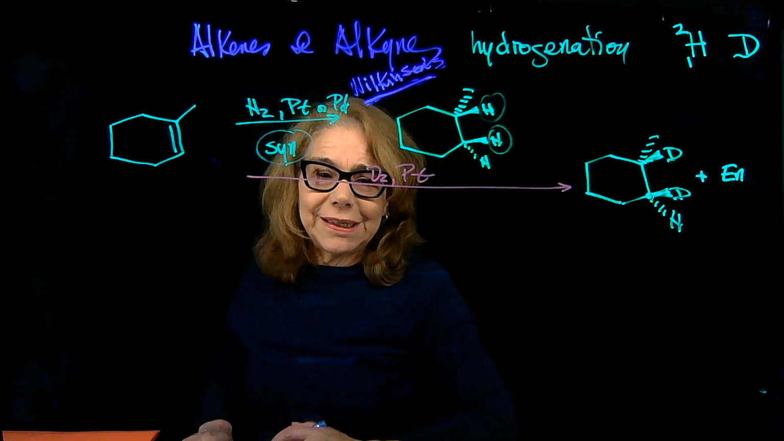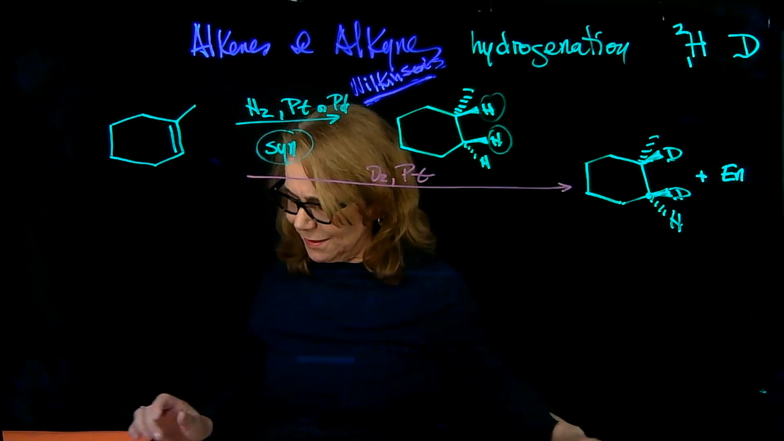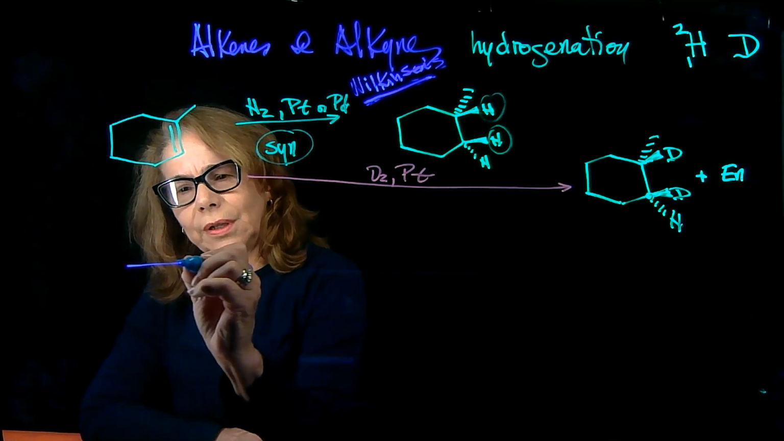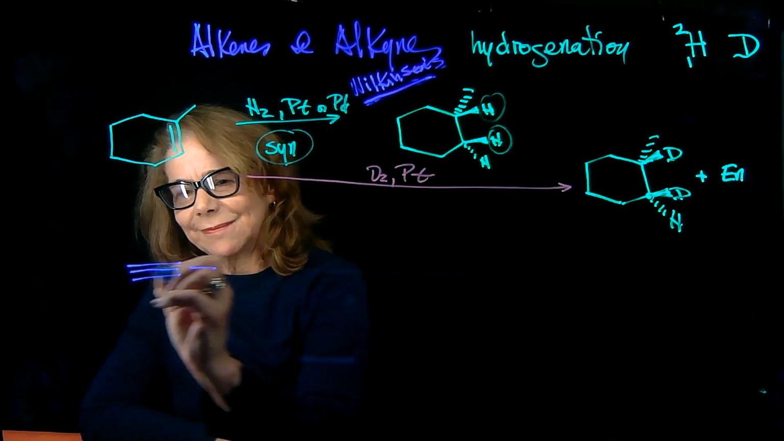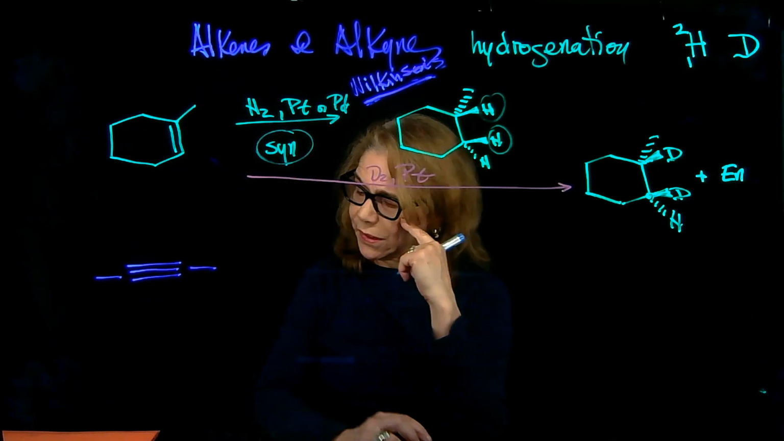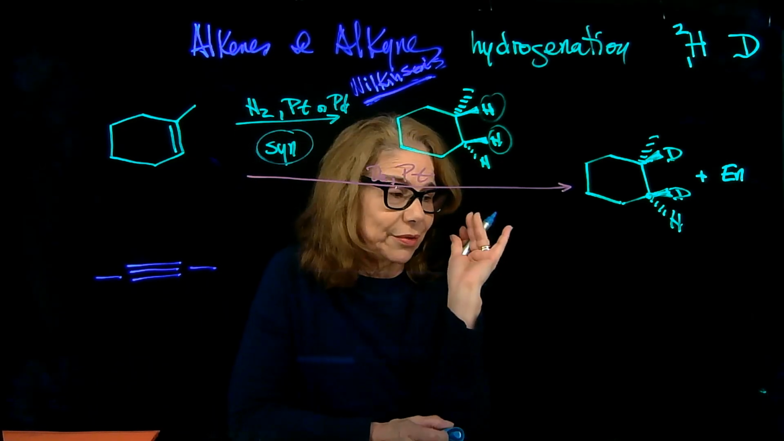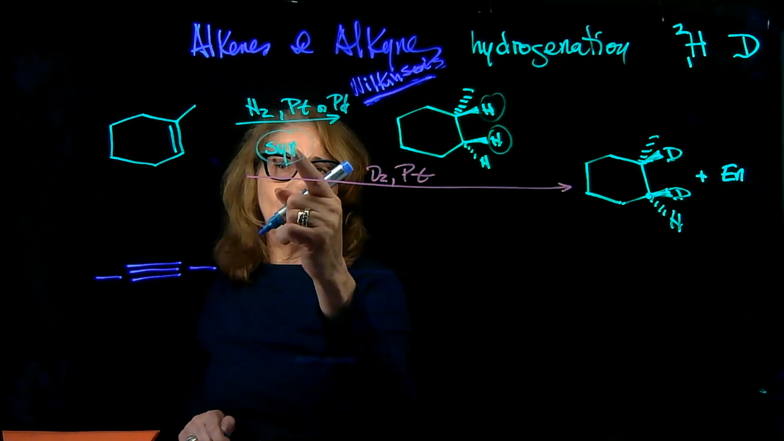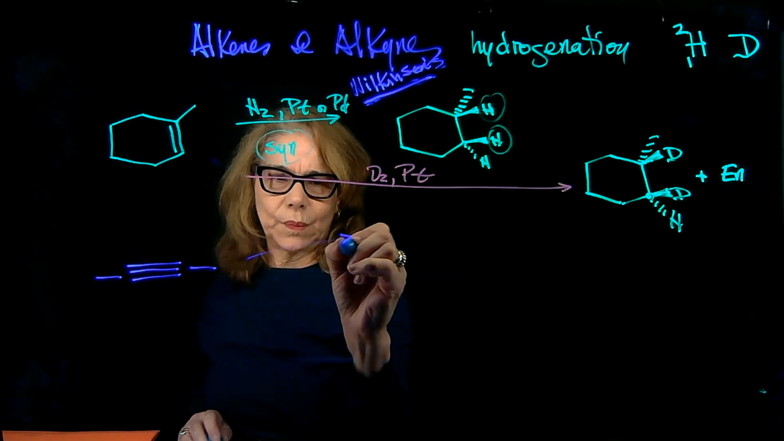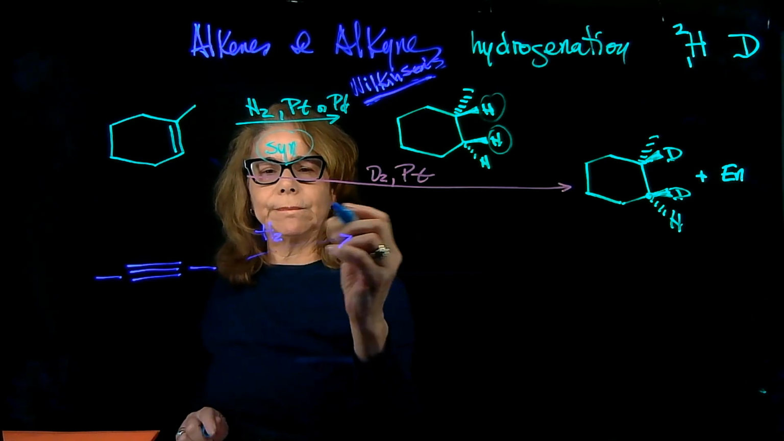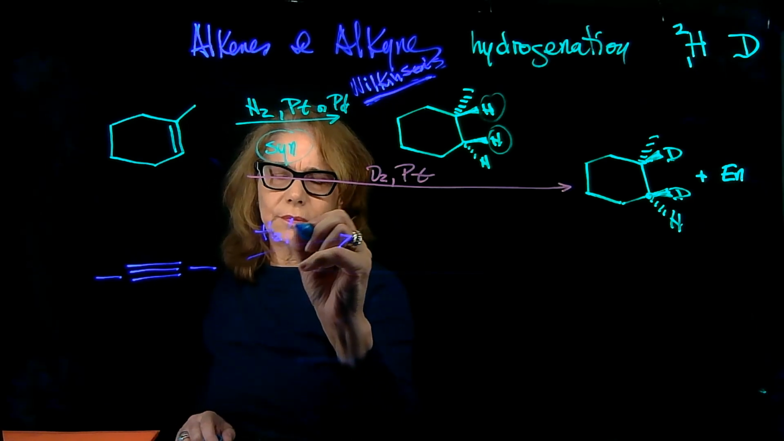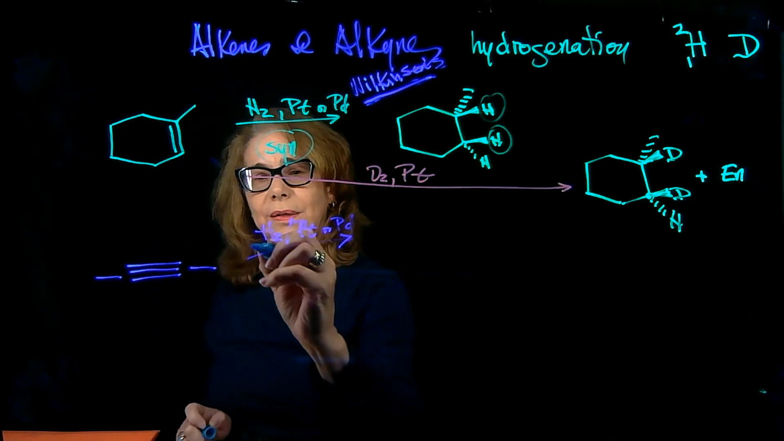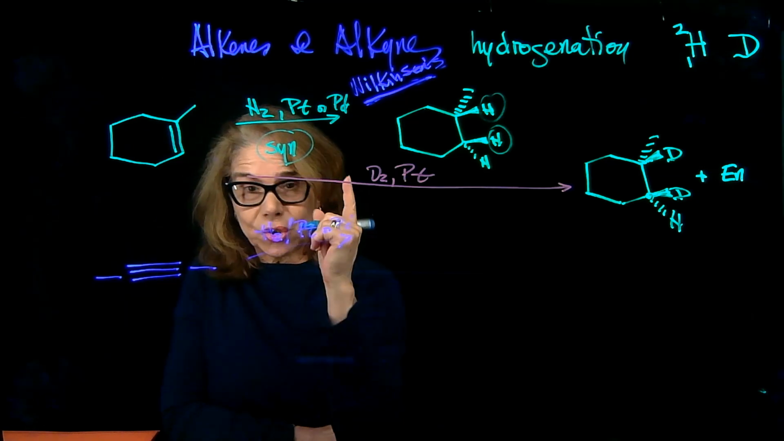Now let's do the hydrogenation of alkynes. This time we're going to be doing an internal alkyne. In the case of hydrogenation of alkynes, we're going to see three different conditions. Say that I'm using the same conditions here, hydrogen with platinum or palladium. Let's say we're adding 2 moles of hydrogen.